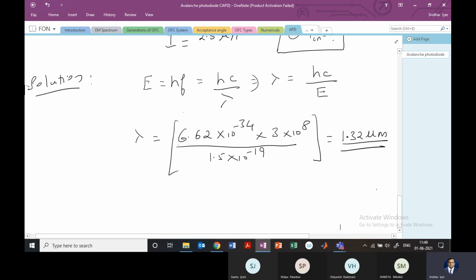If you're solving with me, just check if you get that answer. 1.32 micrometer. Yes, sir, it's correct. Okay, fine. So this is the first part.